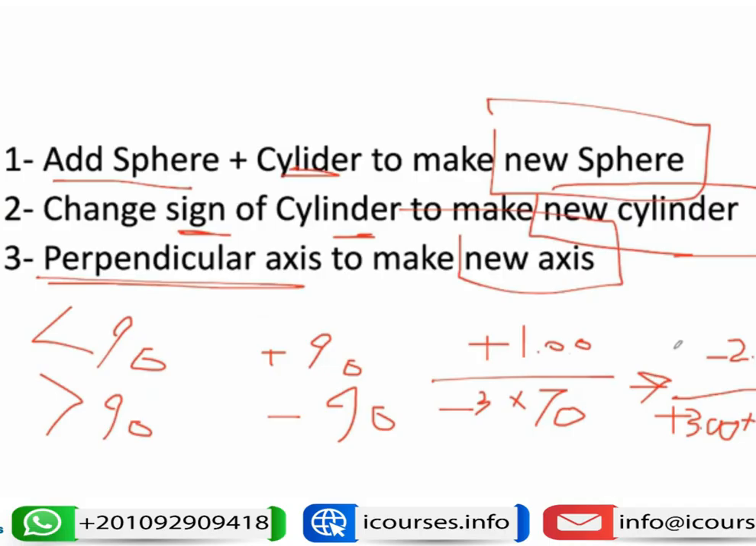This should go both ways. If we change this form back to the original form, to show that they are both similar, we do a simple transposition of this formula. The new sphere will be the addition of the old sphere to the old cylinder, so -2 and +3 will equal +1. Change the sign of the cylinder, so +3 will be -3. The perpendicular axis to 160 will be 70. I hope that this is clear.